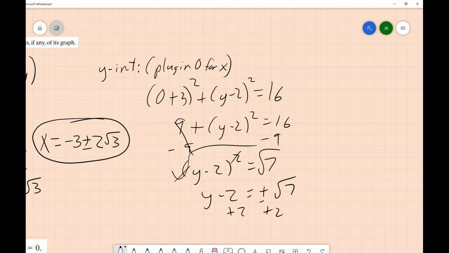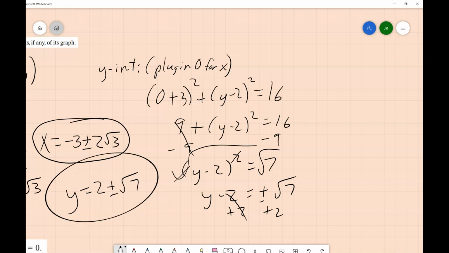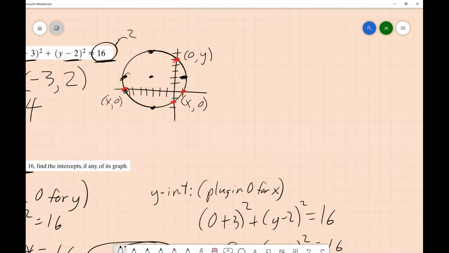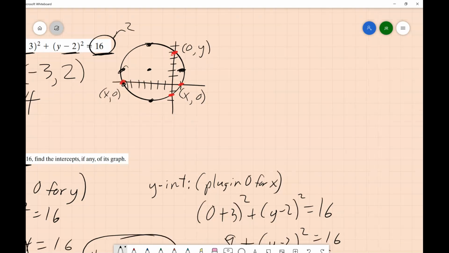Now I add 2, and I've got my y-intercepts. My y-intercepts are 2 plus or minus the square root of 7. So I've got 2 y-intercepts as well as 2 x-intercepts. Just as we saw up here, when we looked at the graph, we saw that it crosses the x-axis twice and the y-axis twice.